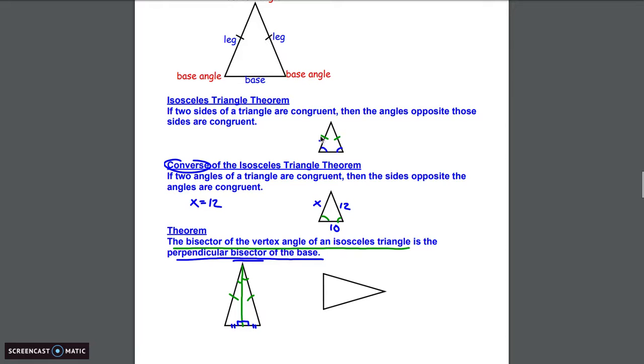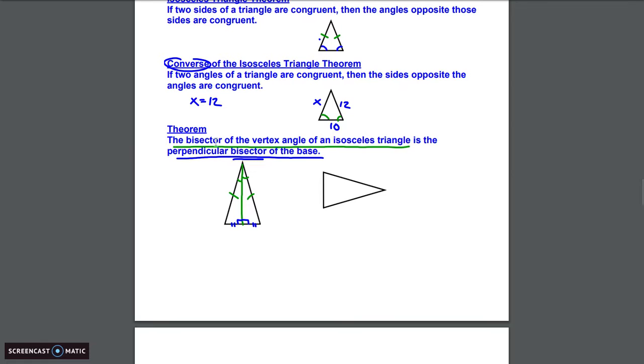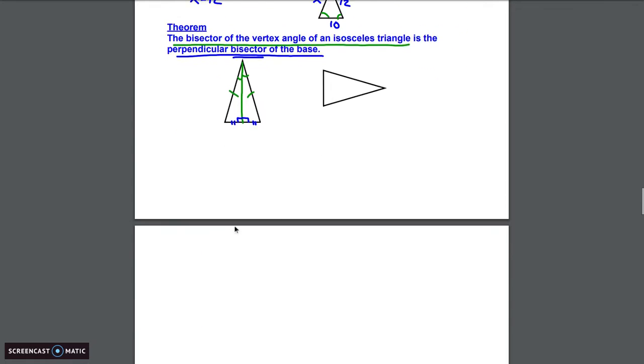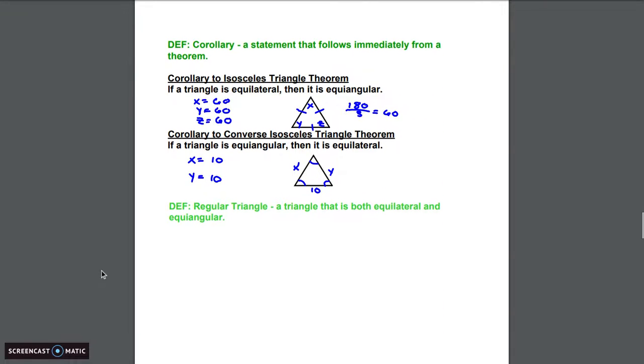Another theorem that we have is the bisector of the vertex angle of an isosceles triangle is a perpendicular bisector of the base. If you don't remember what that is, that's the thing that separates the two segments, and it means that it will make them equal. So right here, they're equal. That's all that means.